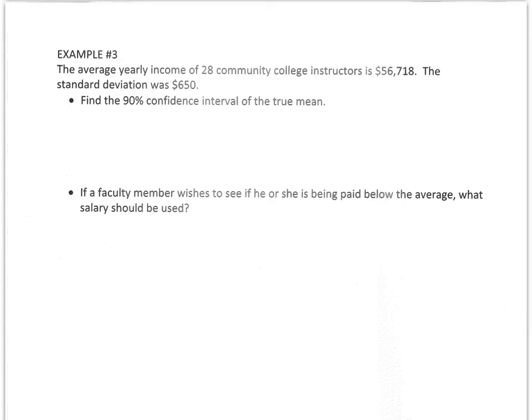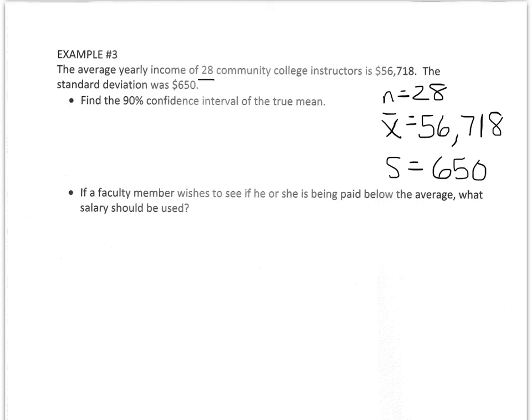And then one final example here, n value 28, x-bar value of $56,718, standard deviation of $650, degrees of freedom must be 27, n minus 1. I'm doing 90% confidence. So I look at my table, I work my way down, and I find a t-value of 1.703.